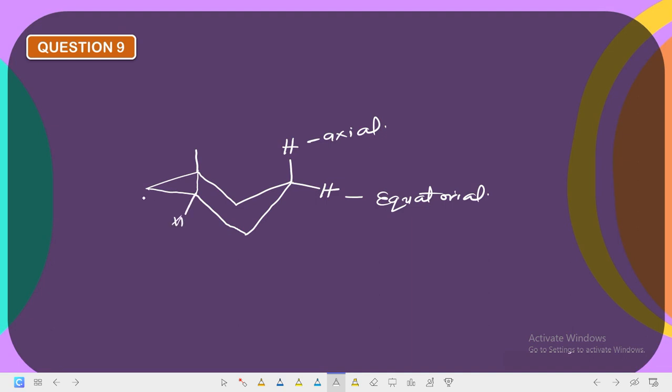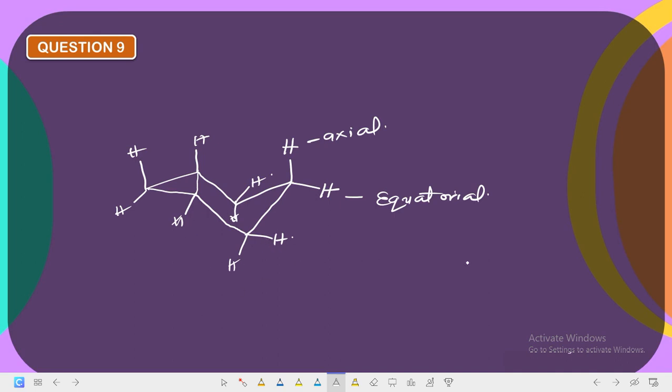We have the equatorial. All these ones, they are axial rather. Then this one is what? Equatorial. This axial. Then this last one, you have the axial. And this one is what? Equatorial. And then finally, axial, whichever way you want to call it, like this. This is how it is. Are you getting it? This is the chair form.